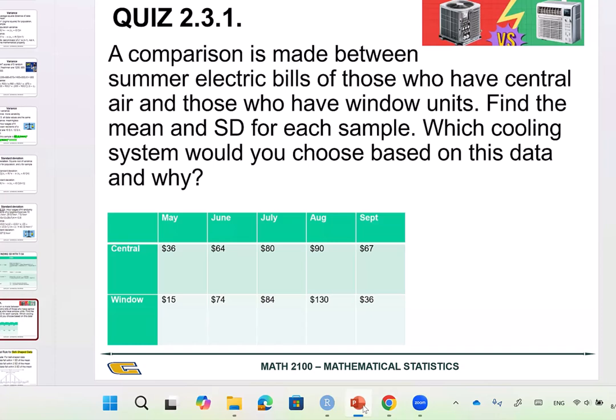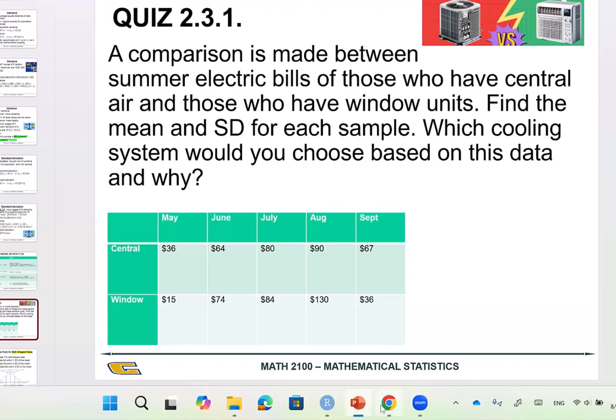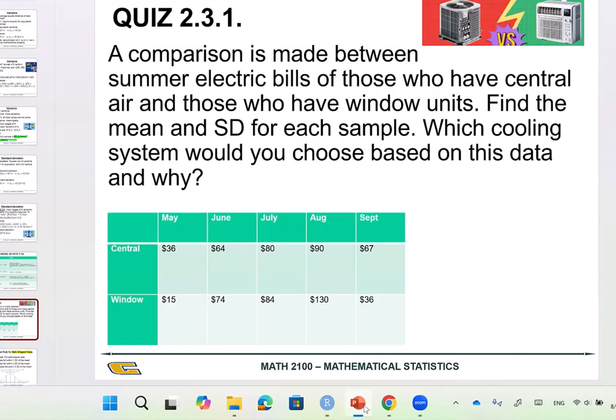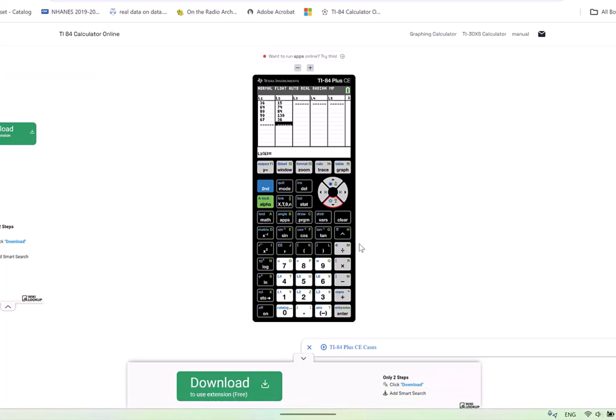For window air, we have 15, 74, 84, 130, 36. Let's do one more sanity check to make sure we have all the values correct. 15, 74, 84, 130, 36, and 36, 64, 80, 90, 67. Okay, all sounds good, all good.